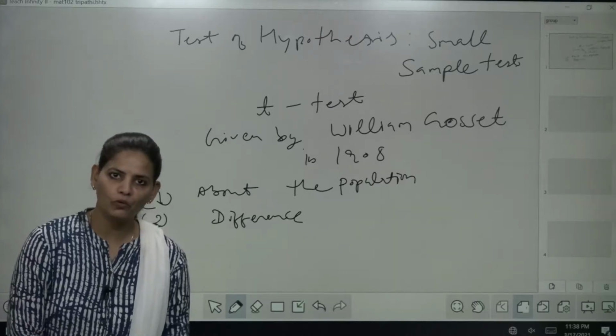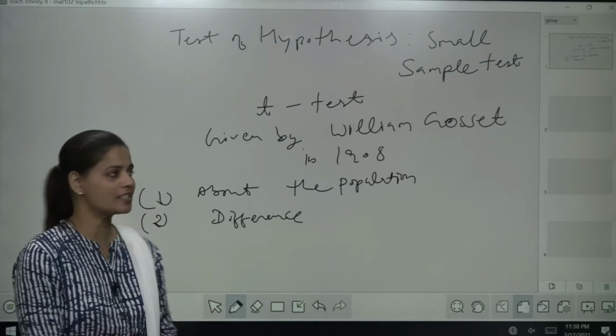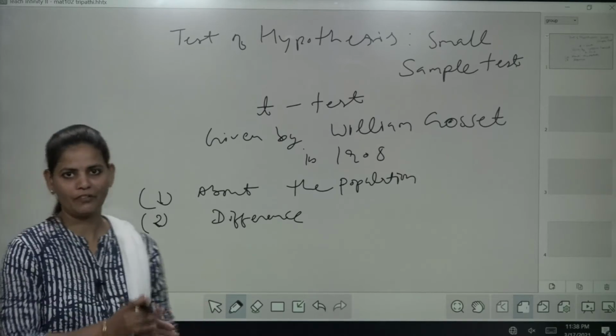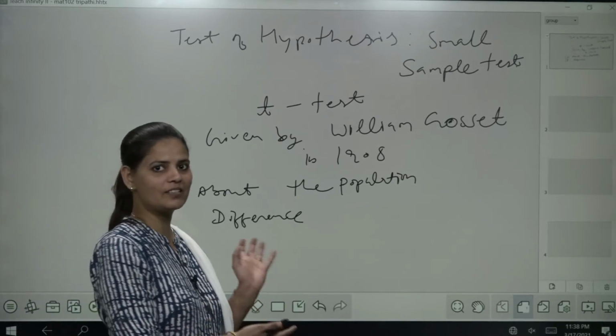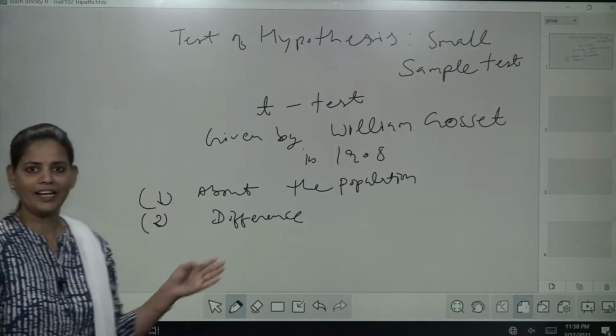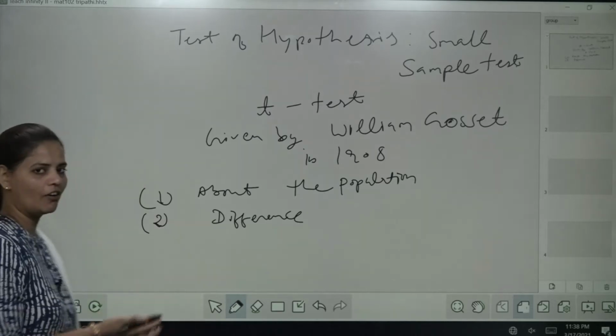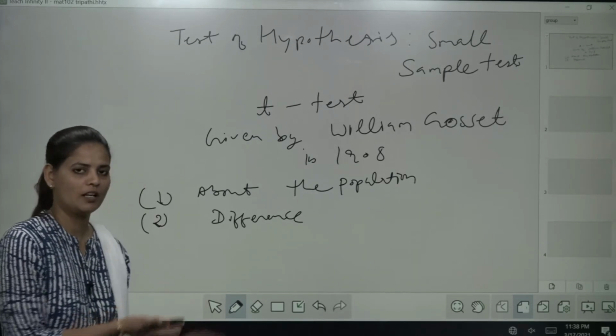Students, today we will do test of hypothesis, small sample test and t-test. Today we will do the t-test. T-test is a small sample test and is given by William Gosset in 1908. So, let us see what are the uses of t-test.